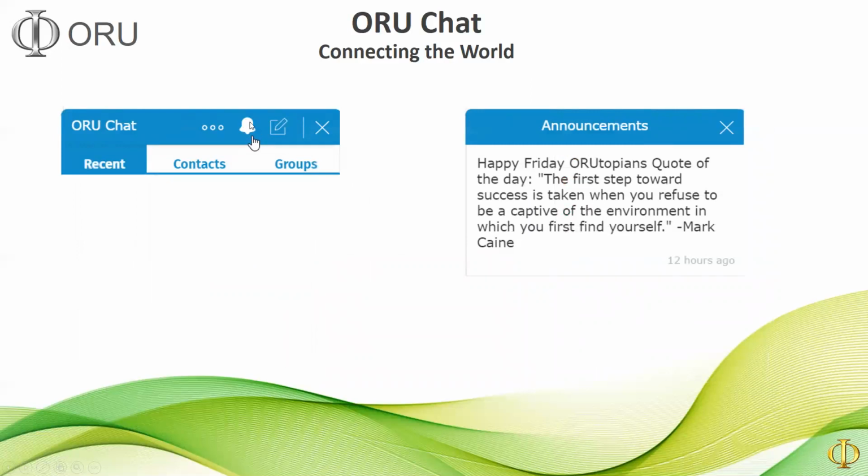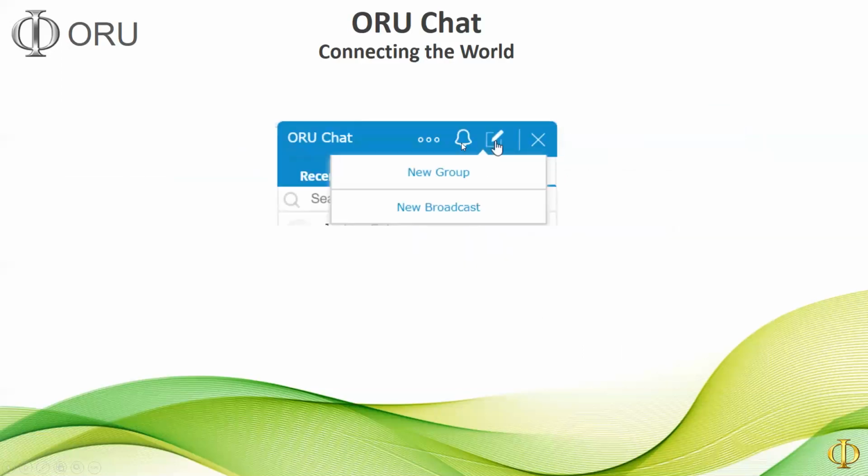The next icon here is the announcements icon, little bell. If you click on that, you'll see the announcements for the day. Sometimes there may be several announcements, and I believe they'll later be adding a feature to allow you to go through the history of announcements as well. But currently, it's today's announcements. The next icon here allows you to create either a group or a broadcast.